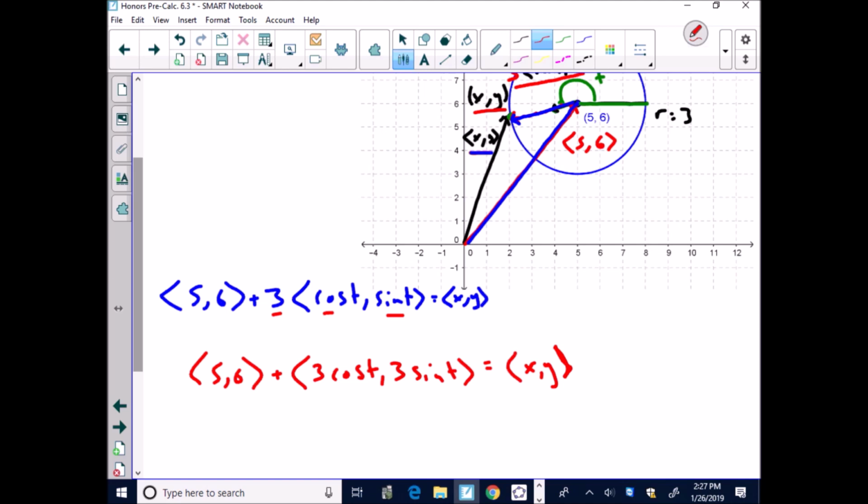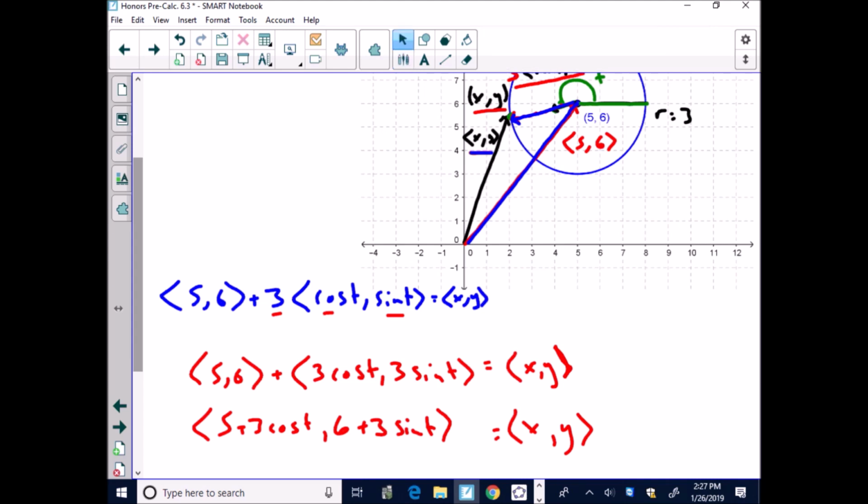And then right here we can add our two vectors, adding horizontal components. We get 5 plus 3 cosine t as the horizontal component, equal to the horizontal component that is the arbitrary x value for an ordered pair. And we get the vertical component of 6 plus 3 sine t as equal to the vertical component y that represents the corresponding y value to that arbitrary x value.